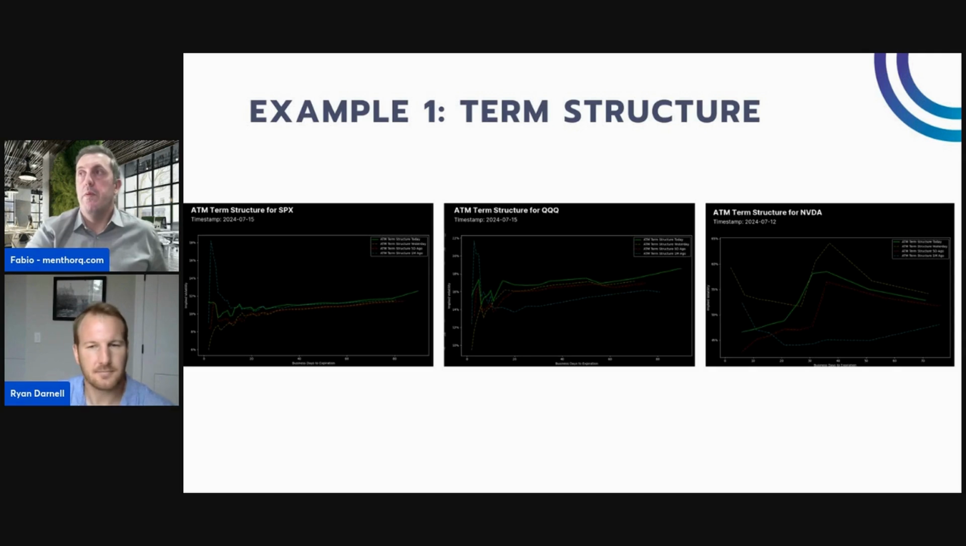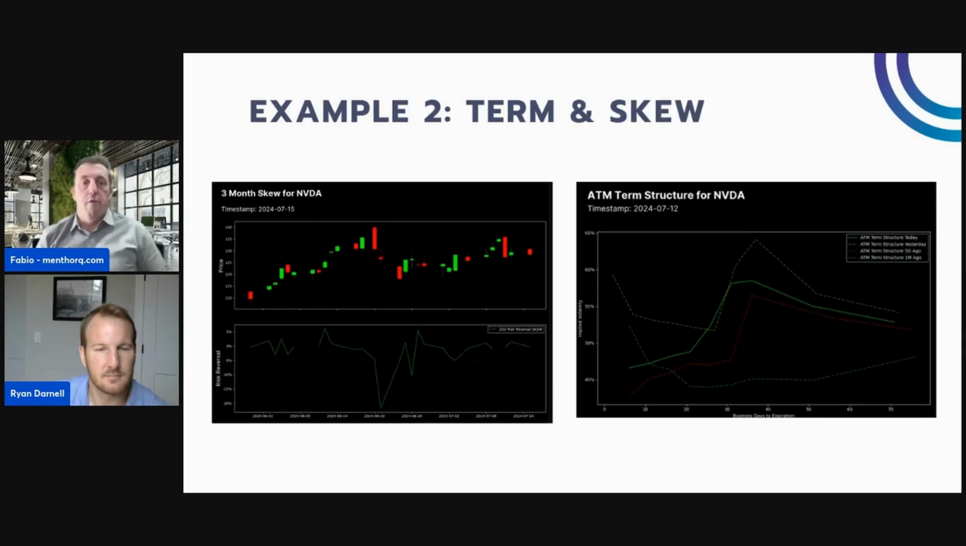I think now, Ryan, how can we combine, and we're just going to do this one last example, but then we also have a session on July 24th just to specifically talk about skews. But here you see obviously two charts, which is the at the money term structure and the 3-month skew for NVIDIA. So how can you actually use this chart and what can you derive from it? Yeah, absolutely. So taking a look at NVIDIA. What can we see here?